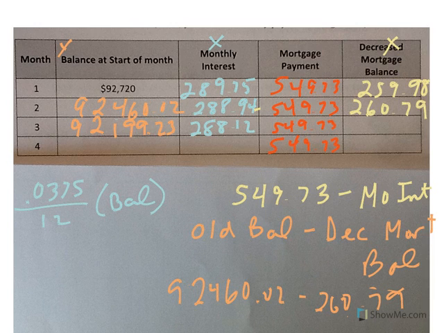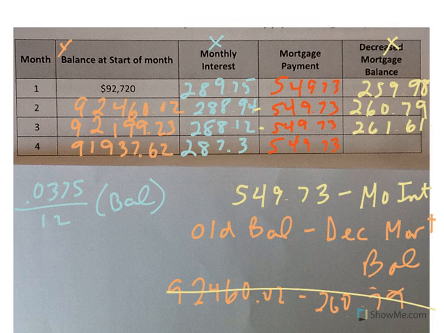Not much. I'm then going to subtract these two to get how much did it go down? 261.61. So you can see as the interest goes down slightly, the decreased mortgage balance goes up slightly by the same amount, if you will. Again, I subtract. So I take the old balance and I subtract my new decrease, and that will give me 91,937.62. Now I plug that in for the balance, and it gives me 287.31. I subtract these two and I end up with 262.42.